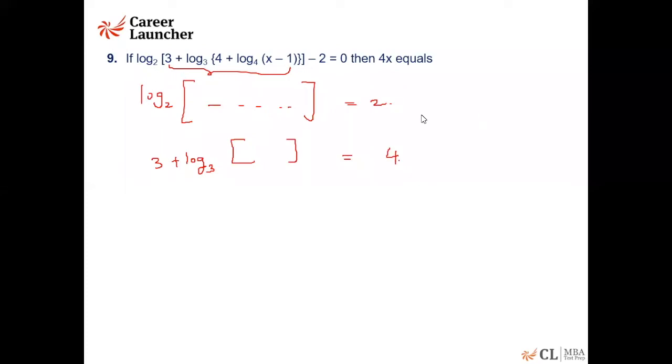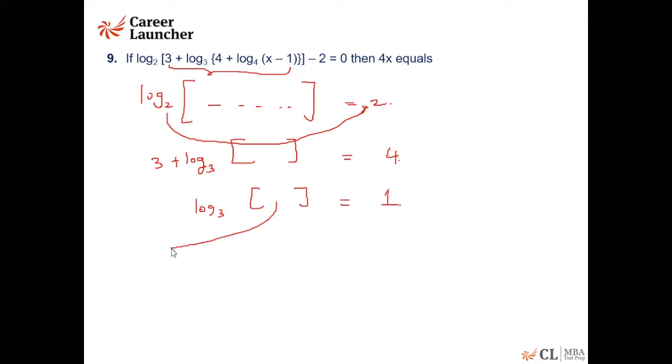Right? Because 2 to the power of 2 is equal to 4. So log 3 of whatever is inside the bracket must be equal to 1, which happens to be equal to 4 plus log 4 to the base x minus 1 must be equal to 3. So you'll get from this that x minus 1 is equal to 4 to the power of minus 1, which is equal to 1 by 4. So x must be equal to 5 by 4.